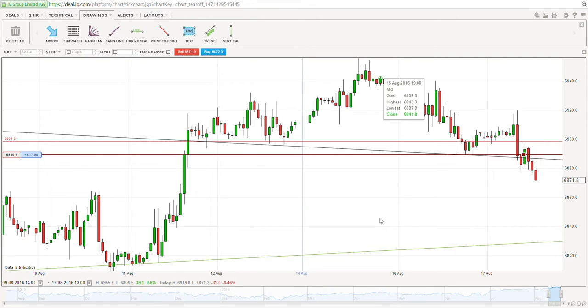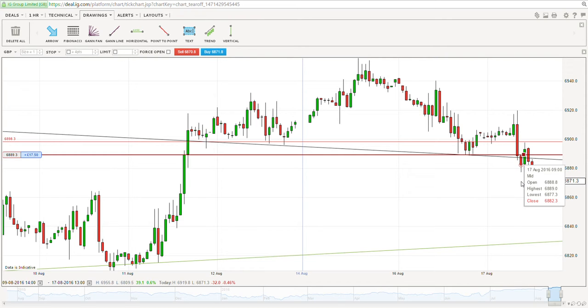Now as you can see, it crossed the line here, but it didn't close below it. That was during the 8 o'clock hour, between 8 and 9. It then crossed below between 9 and 10. These are all hourly bars.